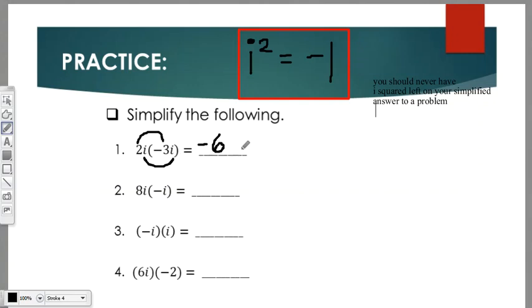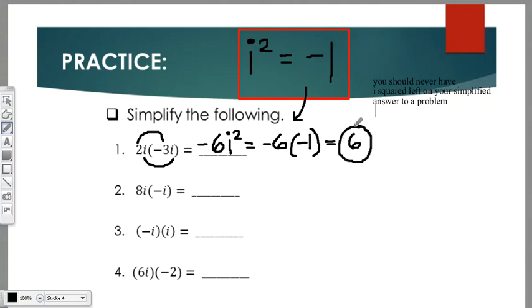I'm just multiplying the i's together. i times i is i squared. If these were x's, I would be done. But you've got to remember the concept that i squared is an actual number. So I am going to replace i squared with what it truly is, which is negative 1. Negative 6 times negative 1 ends up giving me positive 6.